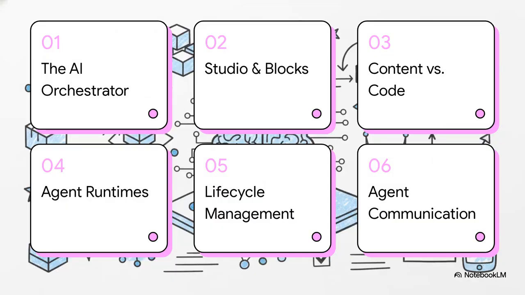We are taking a top-down journey today, straight from the user interface down to the back-end protocols. We'll hit Section 1, Meet Your AI Orchestrator. Section 2, Building Blocks and Studio. Section 3, Content versus Code Agents. Section 4, Where do agents run? Section 5, Managing the Agent Lifecycle. And wrapping up with Section 6, How AI Agents Communicate.